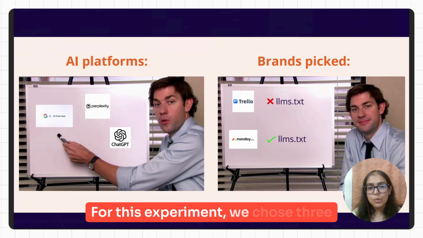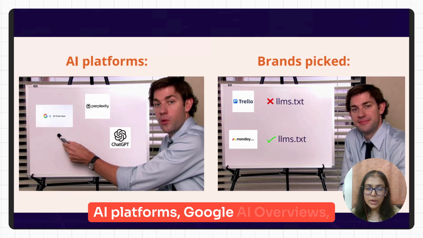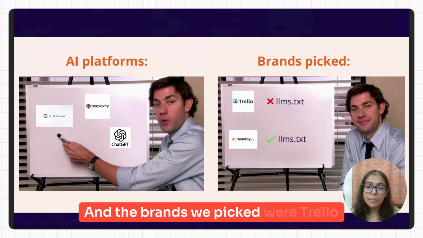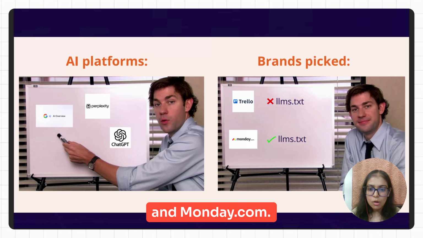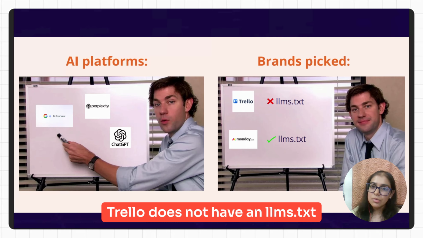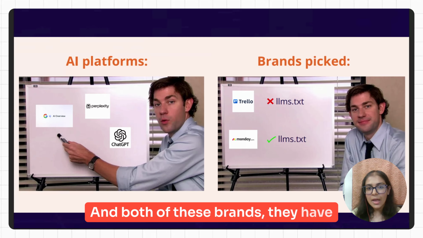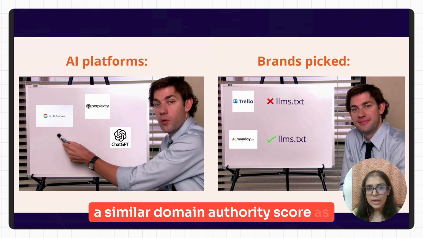For this experiment, we chose 3 AI platforms: Google AI Overviews, Perplexity, and ChatGPT. And the brands we picked were Trello and Money.com. Trello does not have an llms.txt file, while Money.com does. And both of these brands have a similar domain authority score as per Ahrefs.